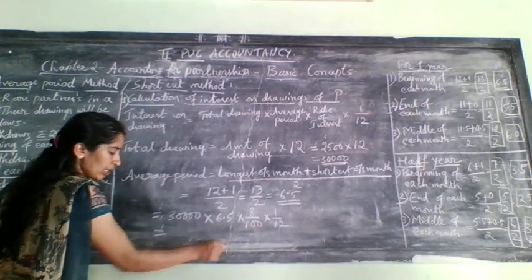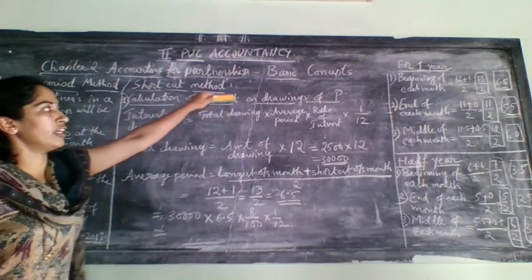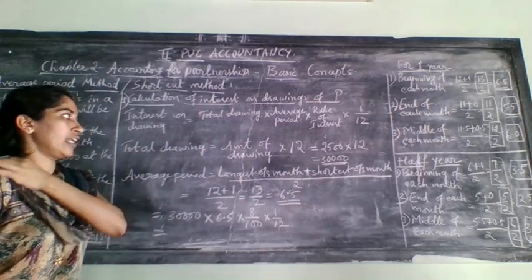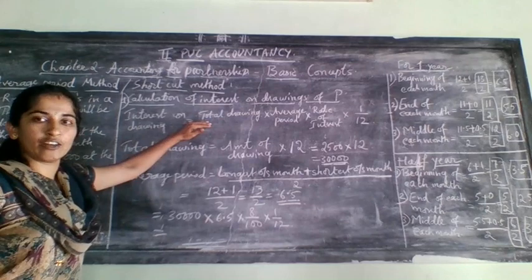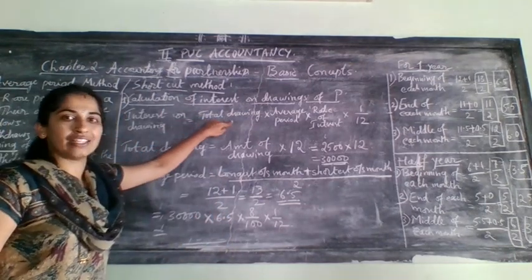What is the answer you are getting? Write it here. That is the interest on drawing of P. Once again I will explain. First write down the formula. To write a formula only you will get 1 complete mark. That's why write the formula.